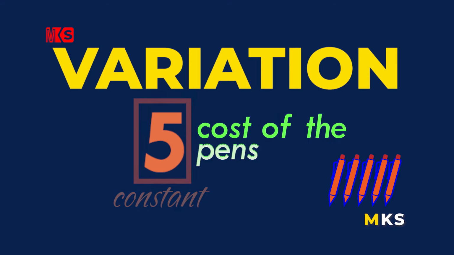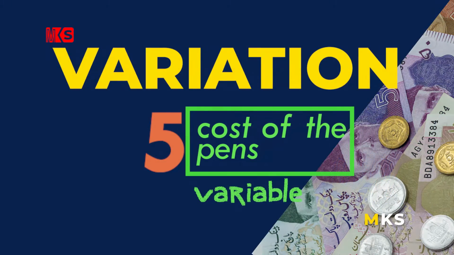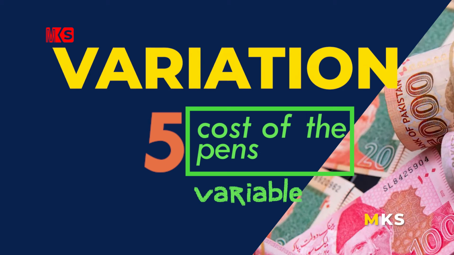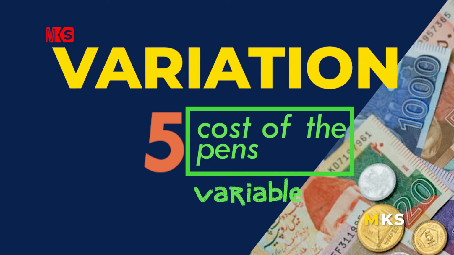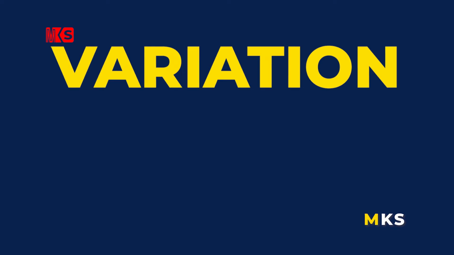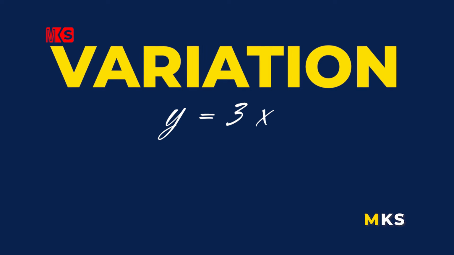But the cost of the pens, that is variable. The total cost of 5 pens, the price of a pen, that is variable. Even in the same market at different shops, the price can vary. The price can change. At different shops, the price of pens can be different even in the same market. So it is variable. For example, if I write an equation, a simple linear equation, y is equal to 3x.